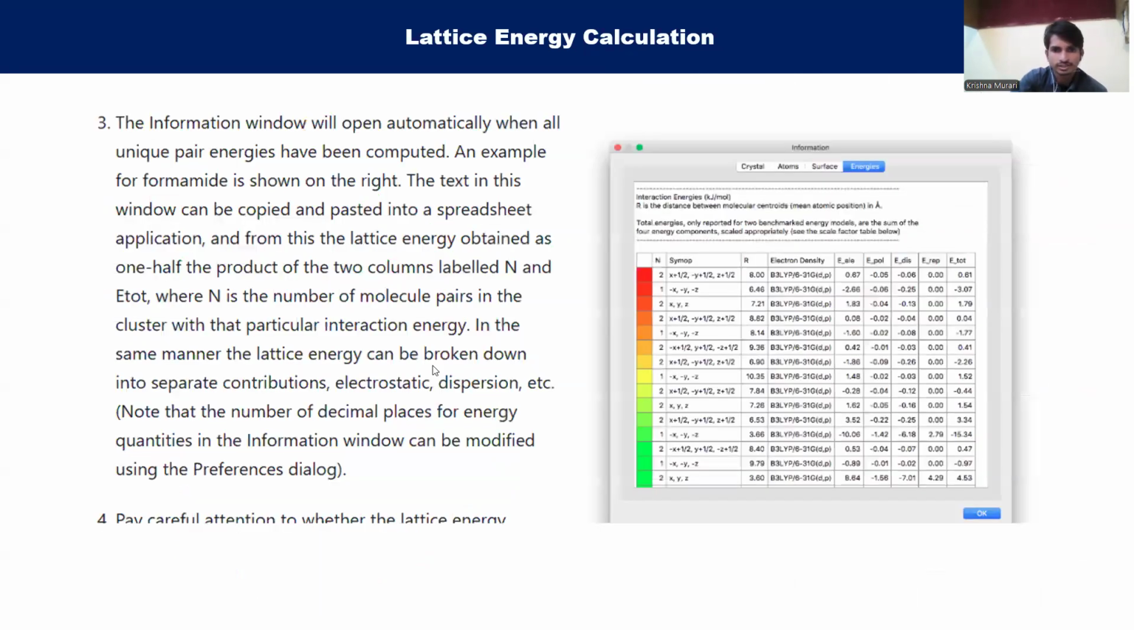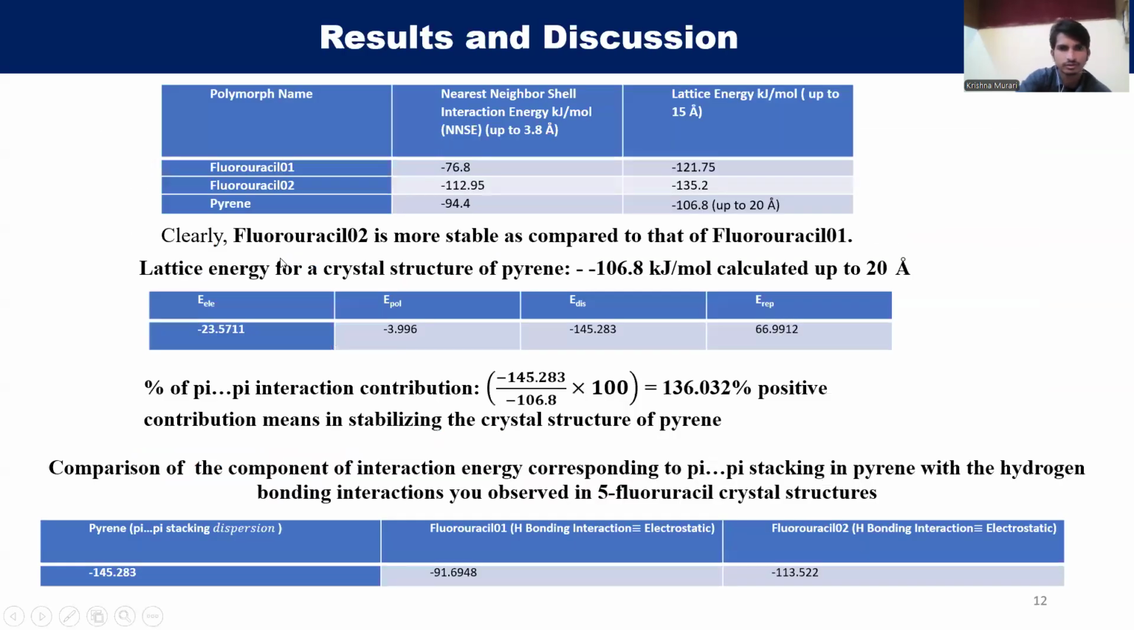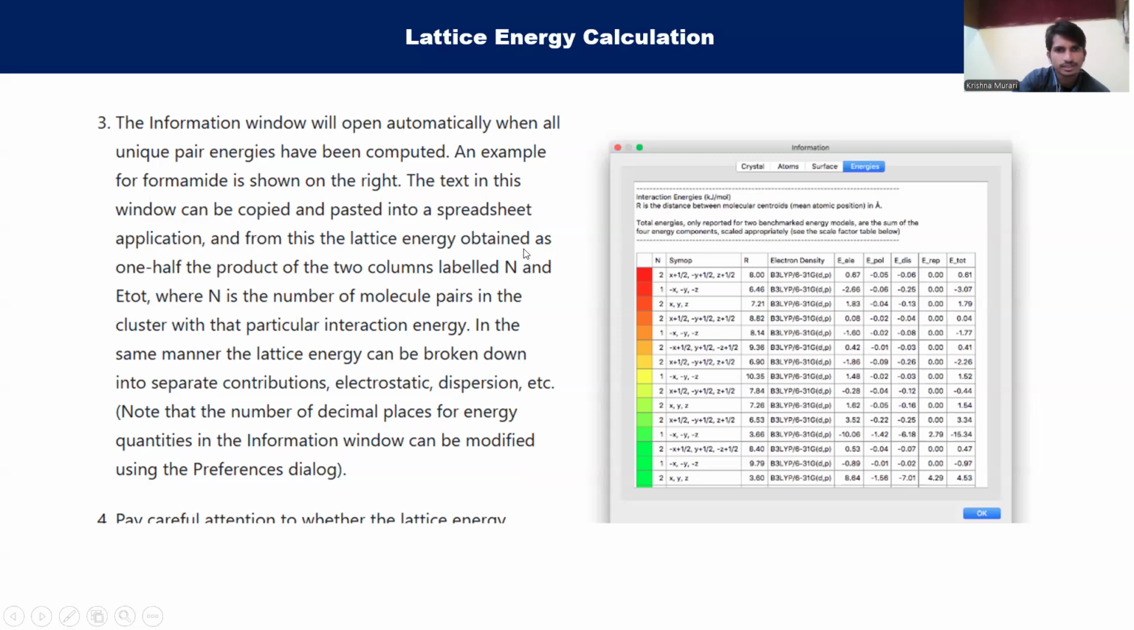Now, here is a screenshot from the Crystal Explorer software website, which clearly tells us how to calculate lattice energy. Here it is written, lattice energy can be obtained as one half of the product of two columns labeled n and E total, where n is the number of molecule pairs in the cluster with that particular interaction energy. In the same manner, the lattice energy can be broken down into separate contributions: electrostatic, dispersion, and so on.